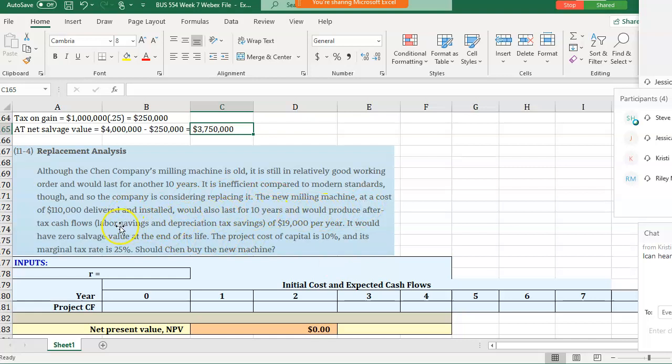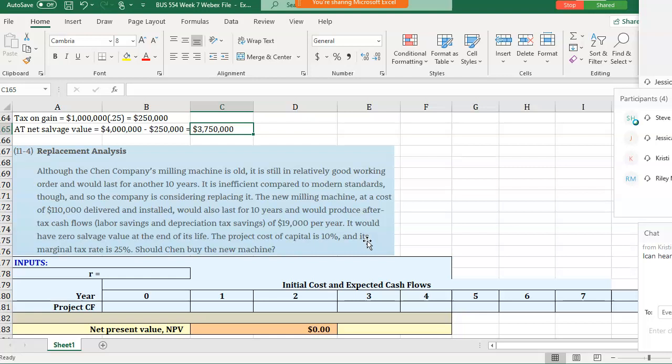The new milling machine, at a cost of $110,000 delivered and installed, would also last for 10 years and would provide after-tax cash flow savings, a combination of labor savings and some depreciation benefit to reduce our tax bill, of $19,000 per year. It'd have a zero salvage value at the end of its life. Project cost of capital is 10%, and its marginal tax rate is 25%. Should they buy the new machine?